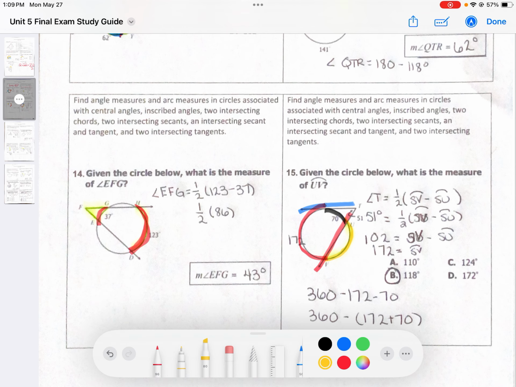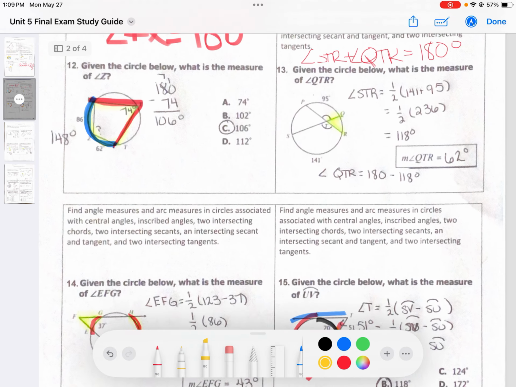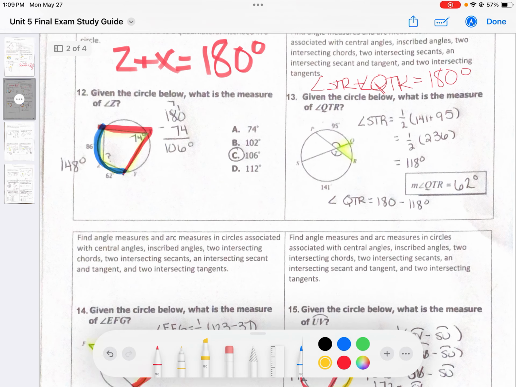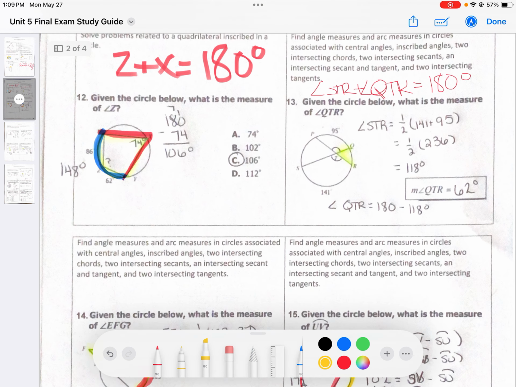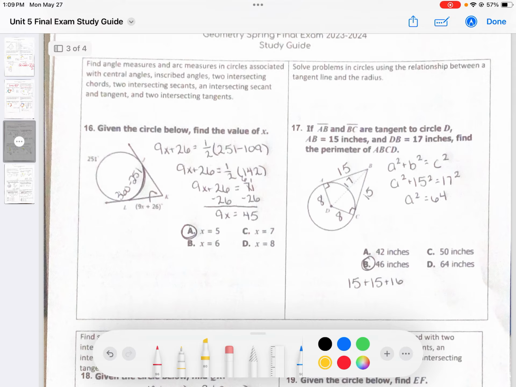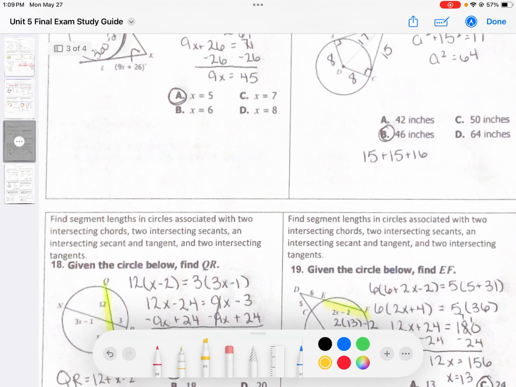14 is two intersecting secants. 13 is two intersecting chords. 12 is solving problems related to quadrilaterals inscribed in a circle. Look up those concepts on YouTube. And there's more. See, I knew this one was going to be longer.